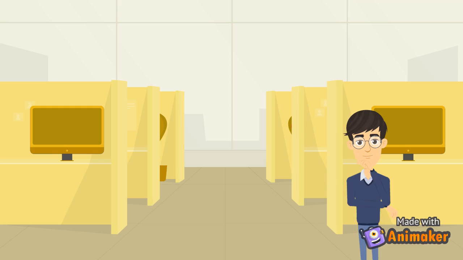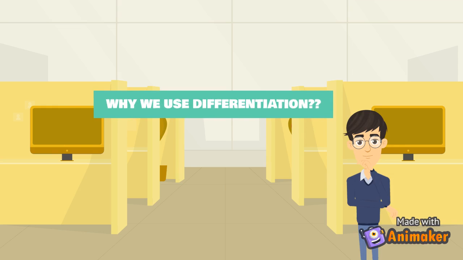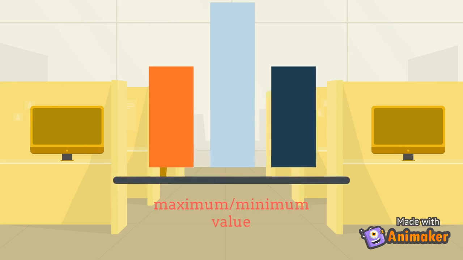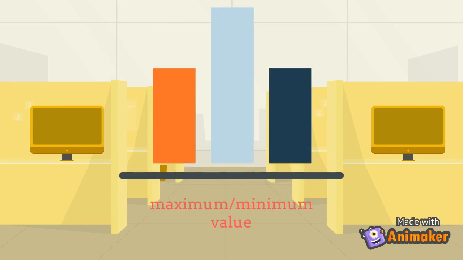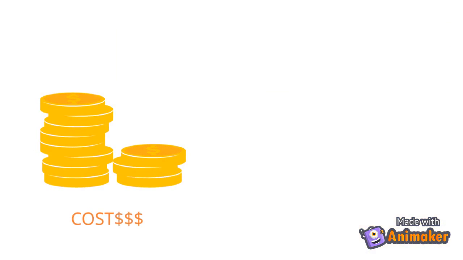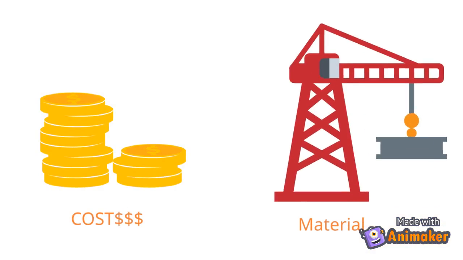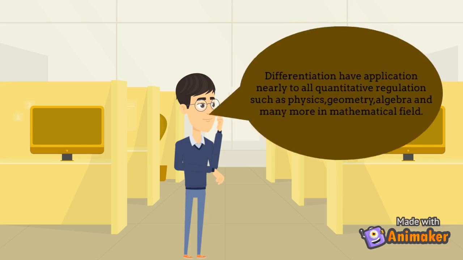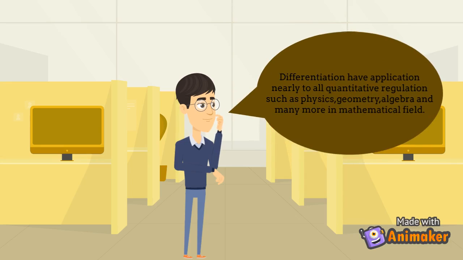Did you guys know why we use differentiation? Let me tell you, we use differentiation because it can help us solve many types of real-world problems. We use the derivative to determine the maximum and minimum value of a particular function. For example, cost, strength, amount of material used in a building, profit, loss, and so on. To make it clear, differentiation has applications in nearly all quantitative fields such as physics, geometry, algebra, and many more in the mathematical field.